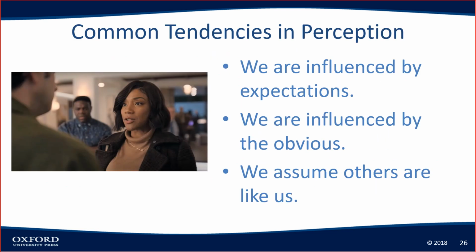So we are influenced by expectations, we are influenced by what's obvious to us, and we assume others are like us. And this could be definitely a fallacy because others are not like us. We may share some things in common, but when it comes down to it, we have so many differences. So in the perception checking process, we want to be able to identify things clearly.